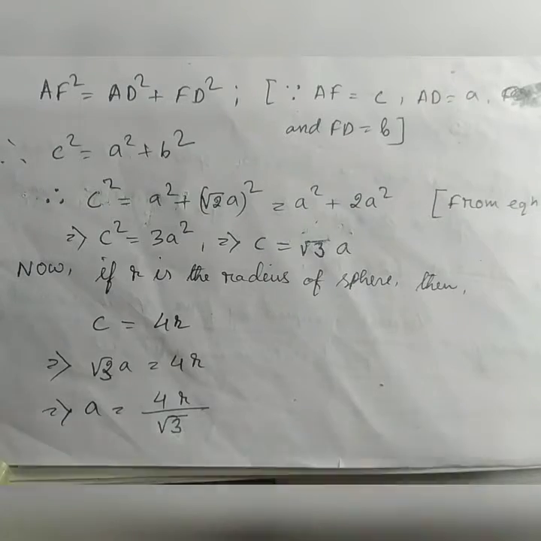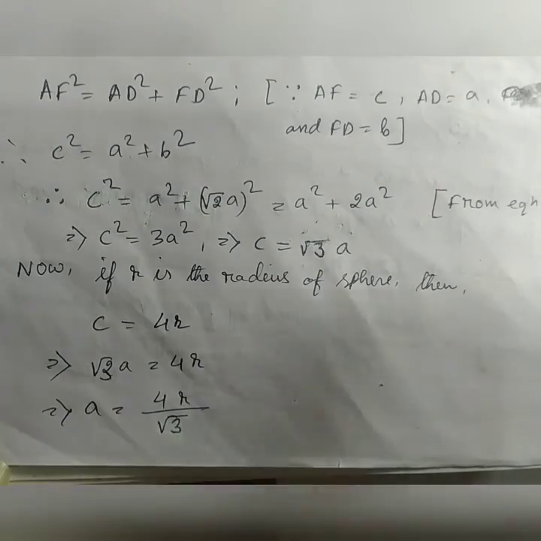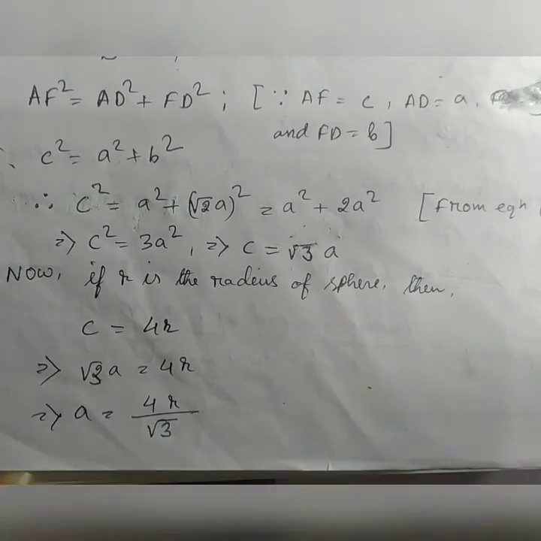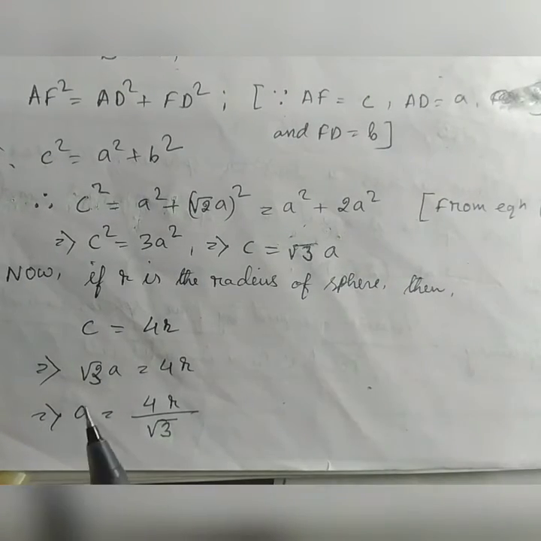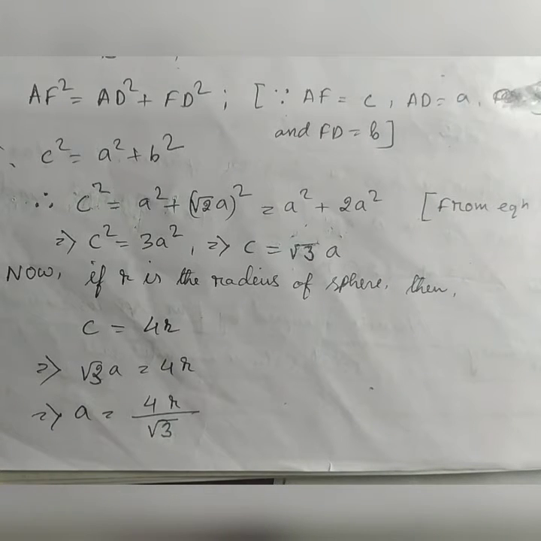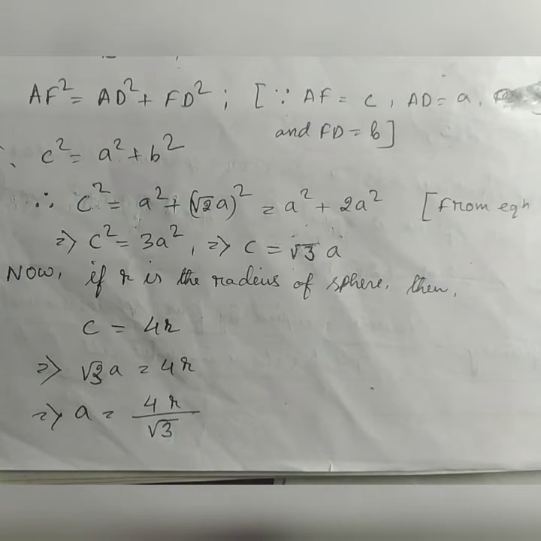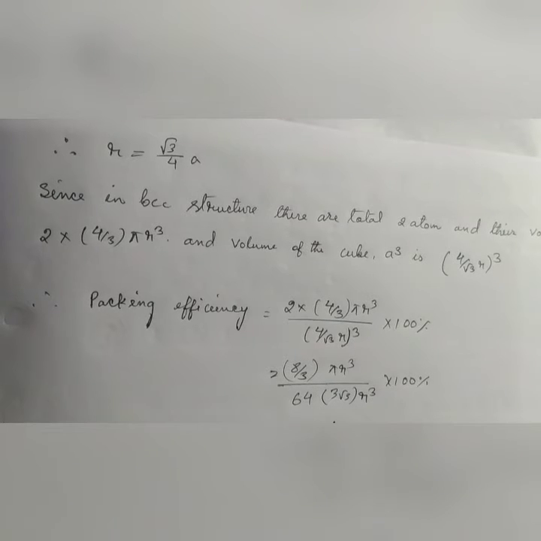So we got what? The body diagonal, that means from F to A we got total 4r, and we assign AF as C, so we can write what? C equal to 4r. From this value we can determine the edge length A for the body centered cubic structure as 4r by √3. So we will get the value of r equal to √3 by 4a.